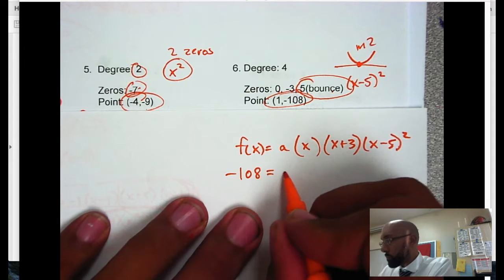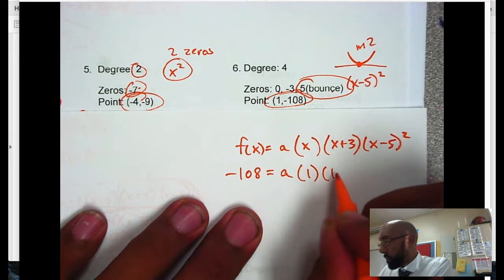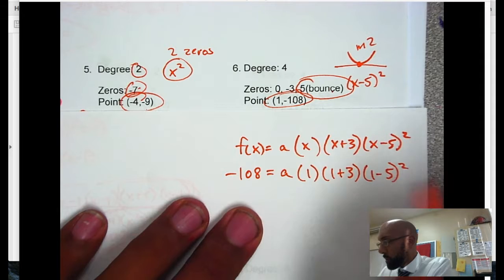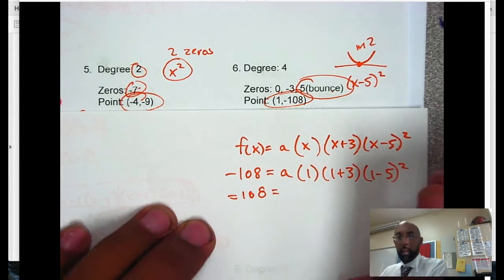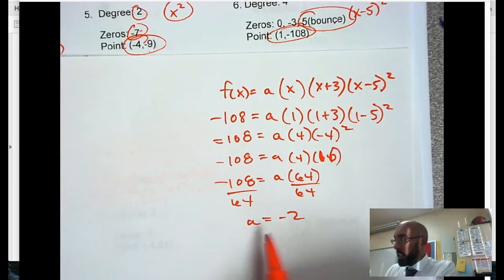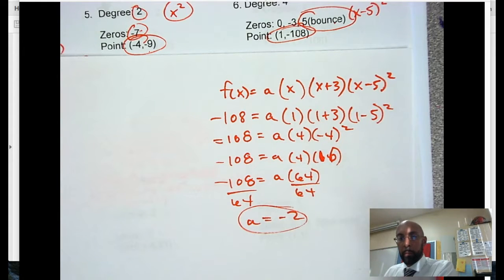108. And then plug in 1 for x. So 1 here, 1 plus 3, and then 1 minus 5 squared. And then just simplify. Keep going. Okay, go ahead and solve the rest on your own. And you should end up with a is equal to minus 2. So check this over, make sure you followed the steps right.